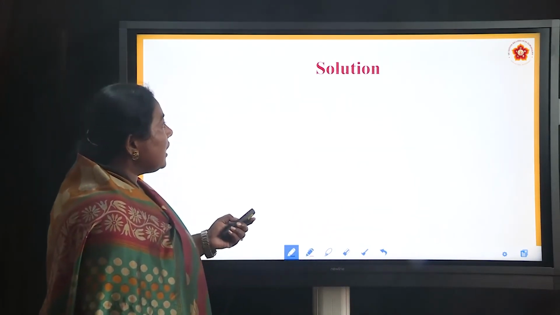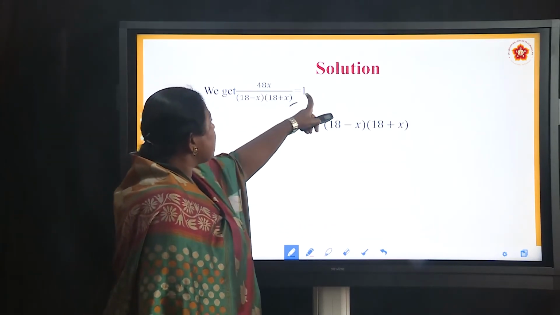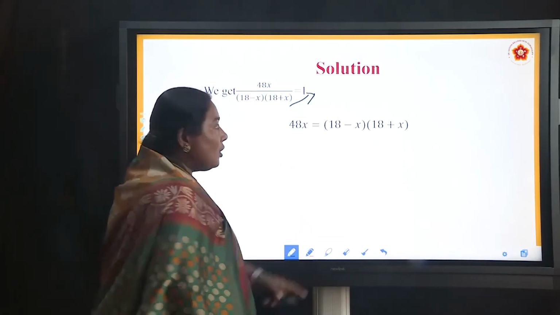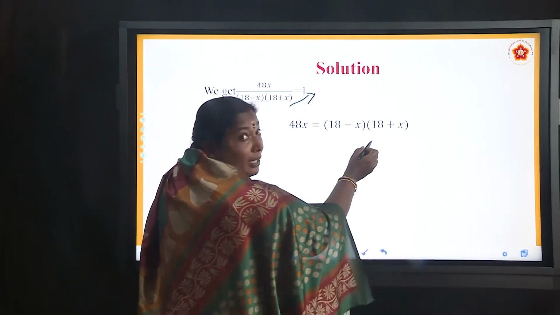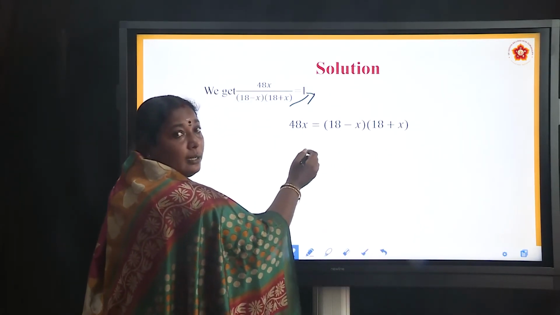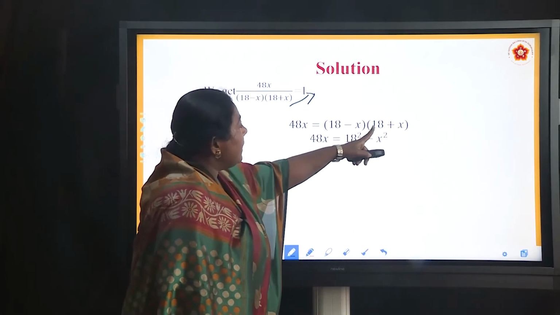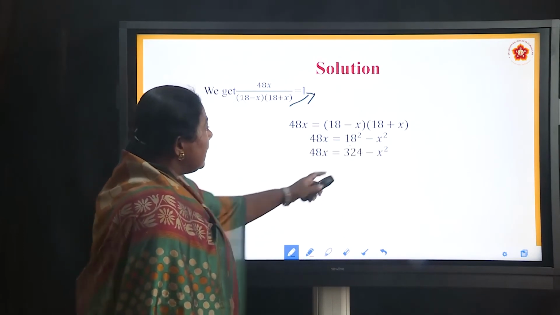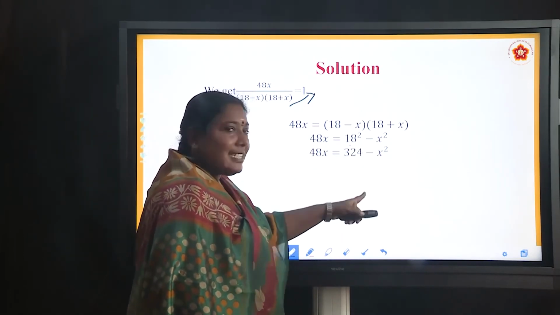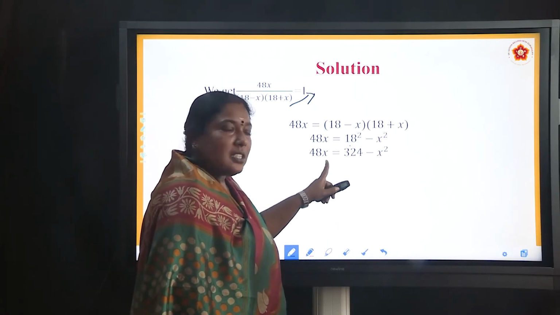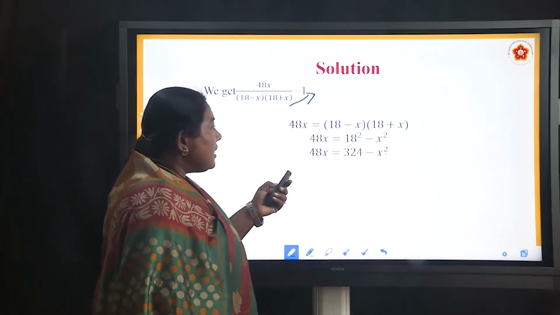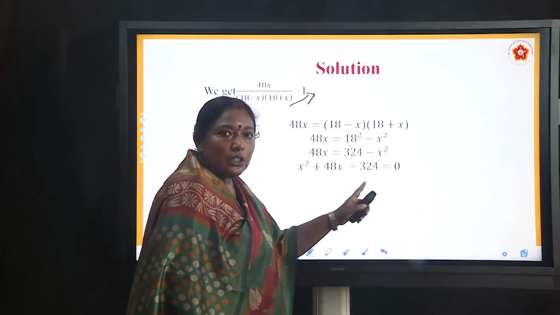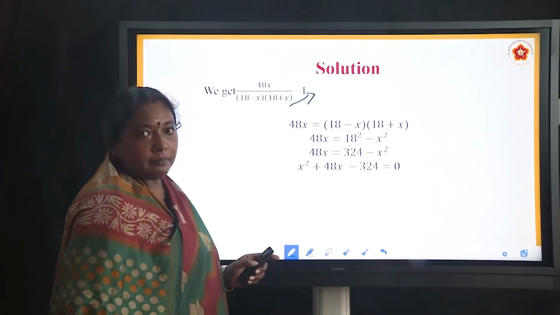Now we are going to do the cross multiplication. We get 48x is equal to 1 into 18 minus x, 18 plus x. So now what is this part? A plus b, a minus b formula. So what is the formula? A square minus b square. A plus b, a minus b is a square minus b square, right? So the next, 18 square is 324. Now is this a quadratic equation? Yes, because the power is 2. Now just write it in standard form: x square plus 48x minus 324 equal to 0.